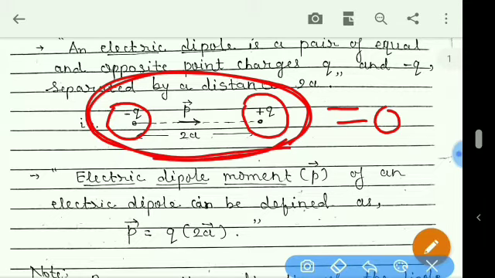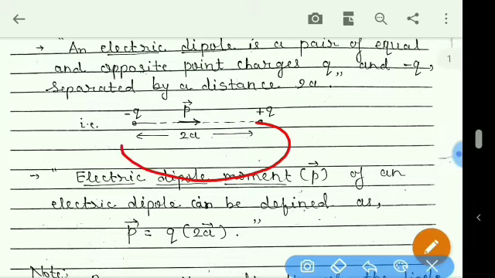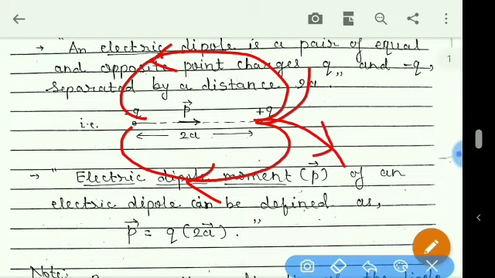So the total charge of an electric dipole is 0, but the electric field of this dipole is not 0, because we know that the electric field will emerge from positive and move to negative, so there will be an electric field. It is not equal to 0. The electric field of a dipole will be like this. And so around a dipole there exists an electric field.